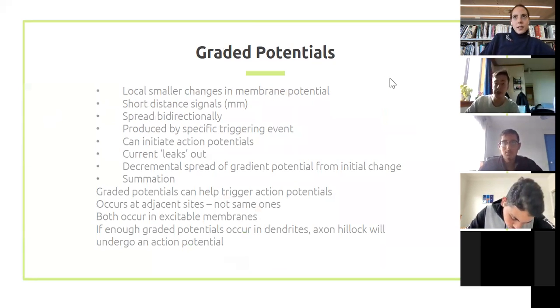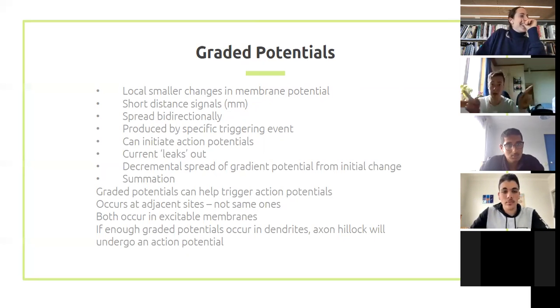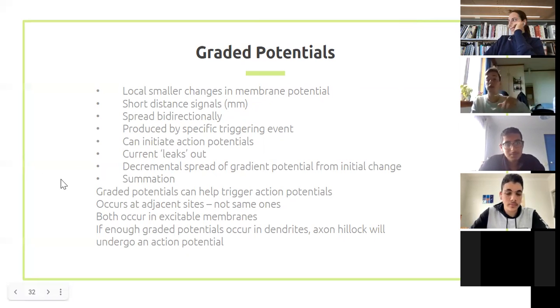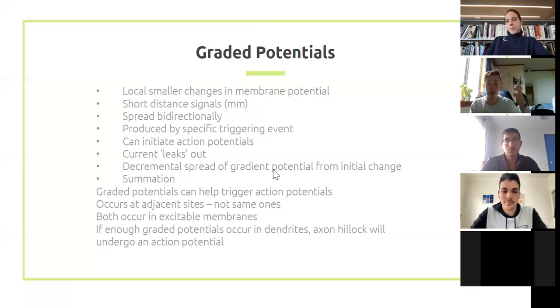Okay, so graded potentials. These are the precursors to action potentials. They're small changes in membrane potential, and they're just local, so at a certain point on the axon. They travel really short distances, and they can go bidirectionally. These can initiate the action potentials, and they are summative. So the more you have, the more likely you are to cause an action potential. Basically, if you have a dendrite of a neuron, and I have a heap of graded potentials firing into this axon, and I have enough graded potentials, that axon will cause an action potential.